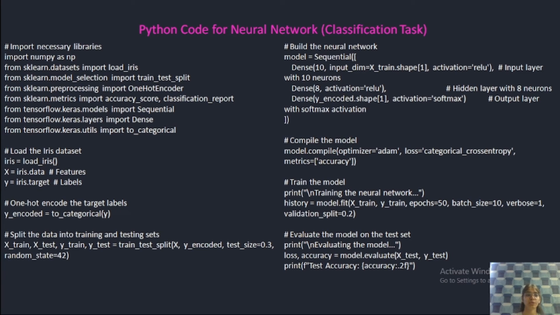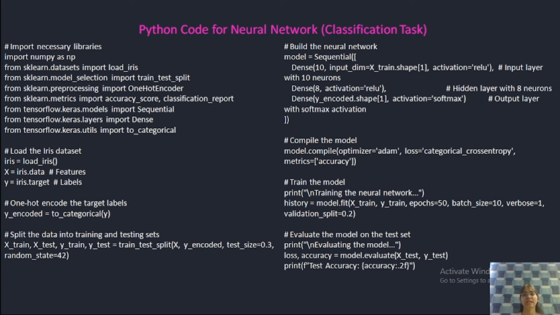Then you have to load the datasets. We are adding features and labels, like X equals iris.data, this is the feature, and y equals iris.target is the label. Then one-hot encode the target label, then split the data into training and testing sets, and initialize the variables X_train, X_test with a test size of 0.3 and random state of 42.